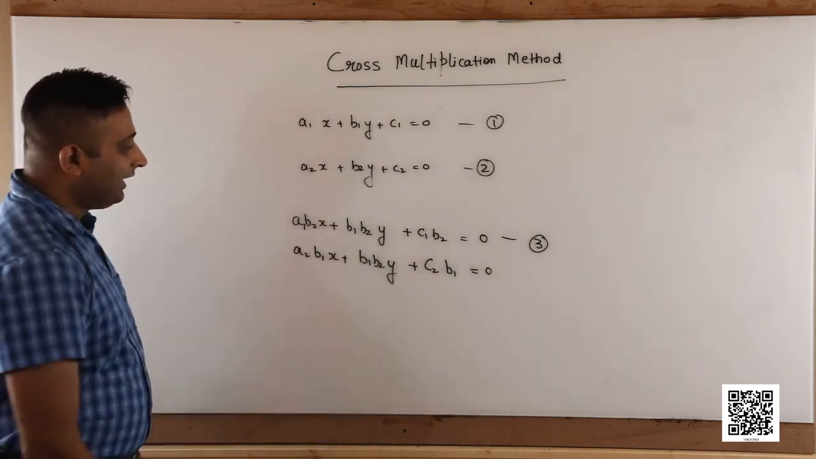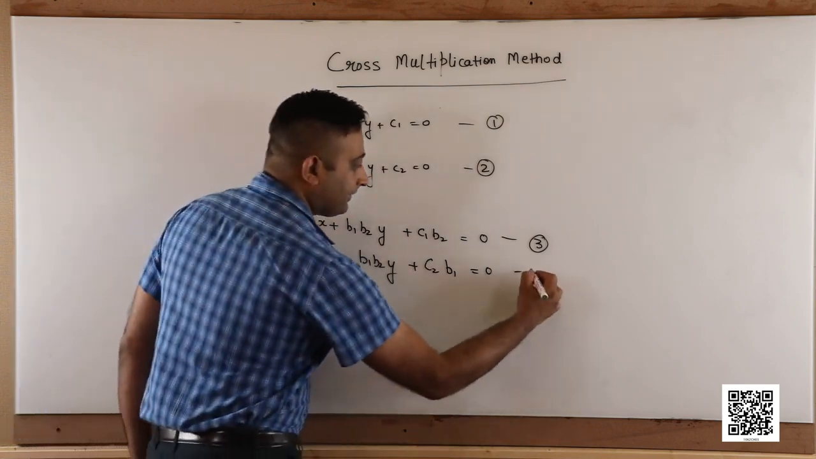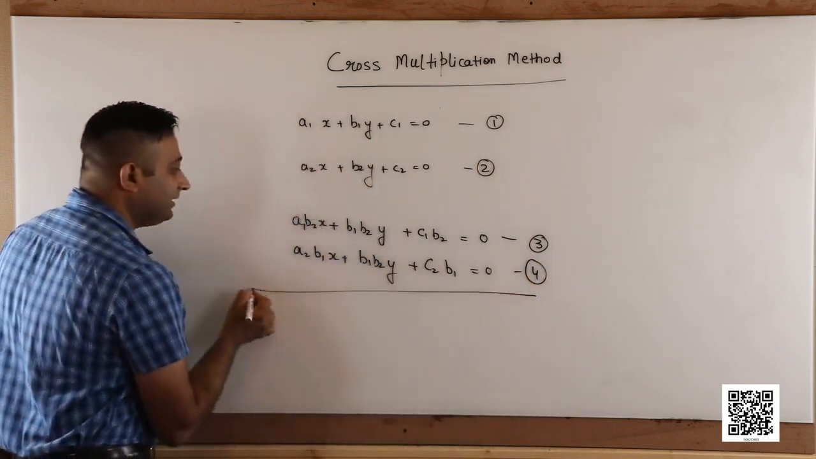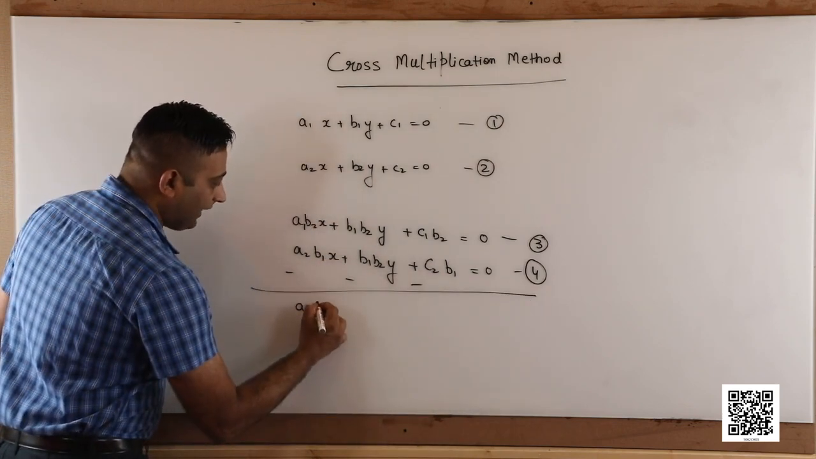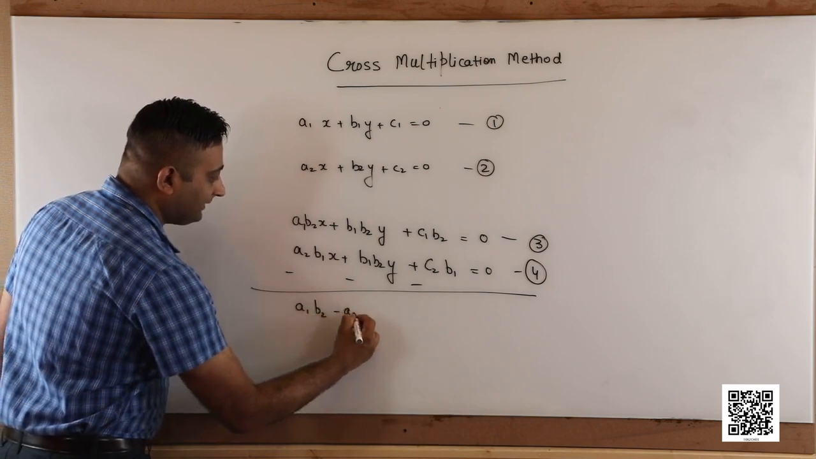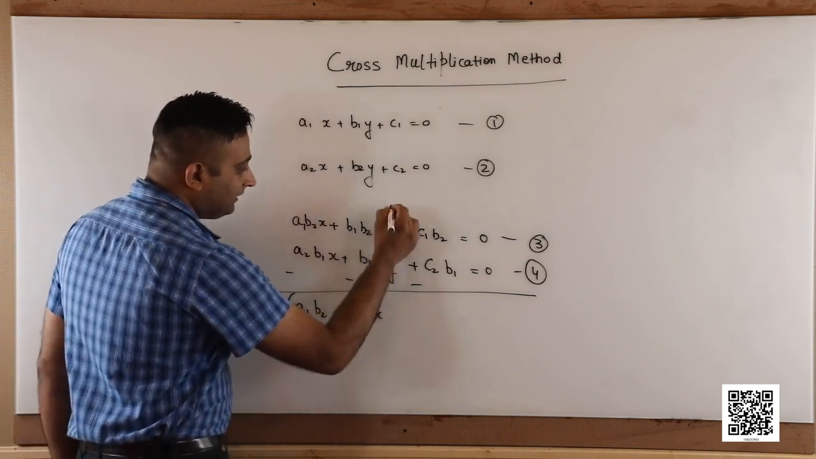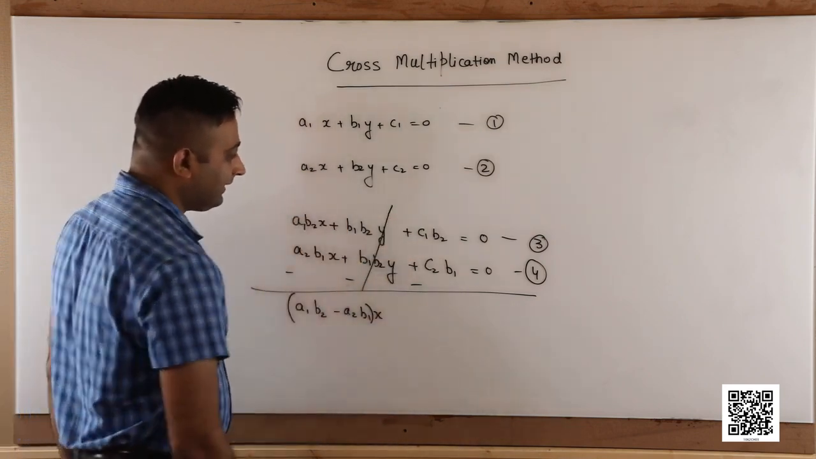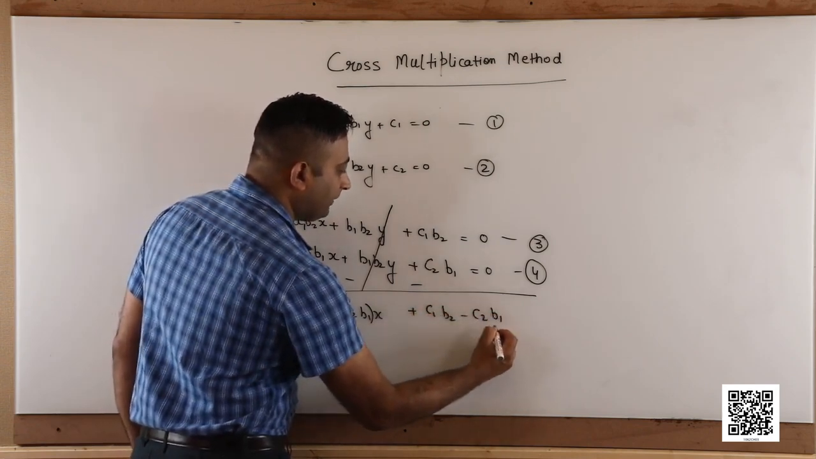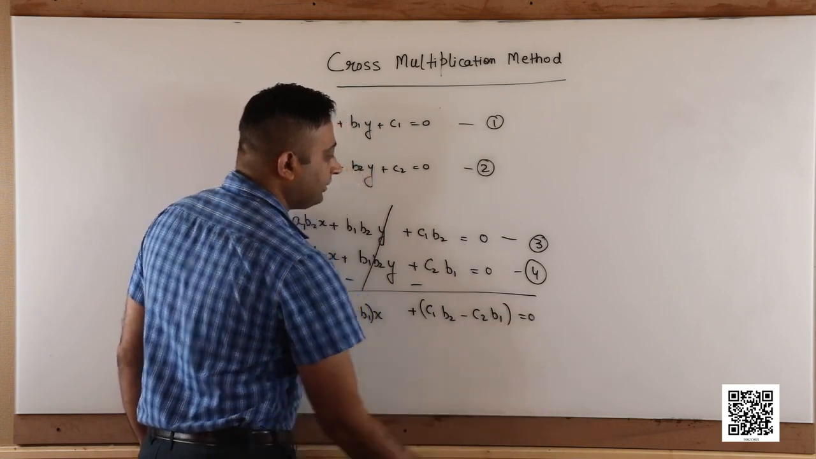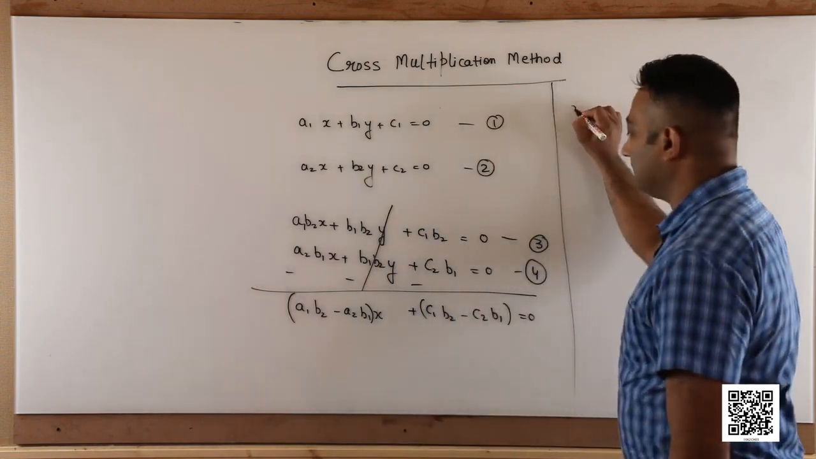You can see that now the coefficients of y in both the equations are the same. Now we will subtract these two equations. So you can see that the coefficient of x is now a1 b2 minus a2 b1, and the terms containing y are cancelled, plus c1 b2 minus c2 b1 equals 0. So you can easily find the value of x from this.